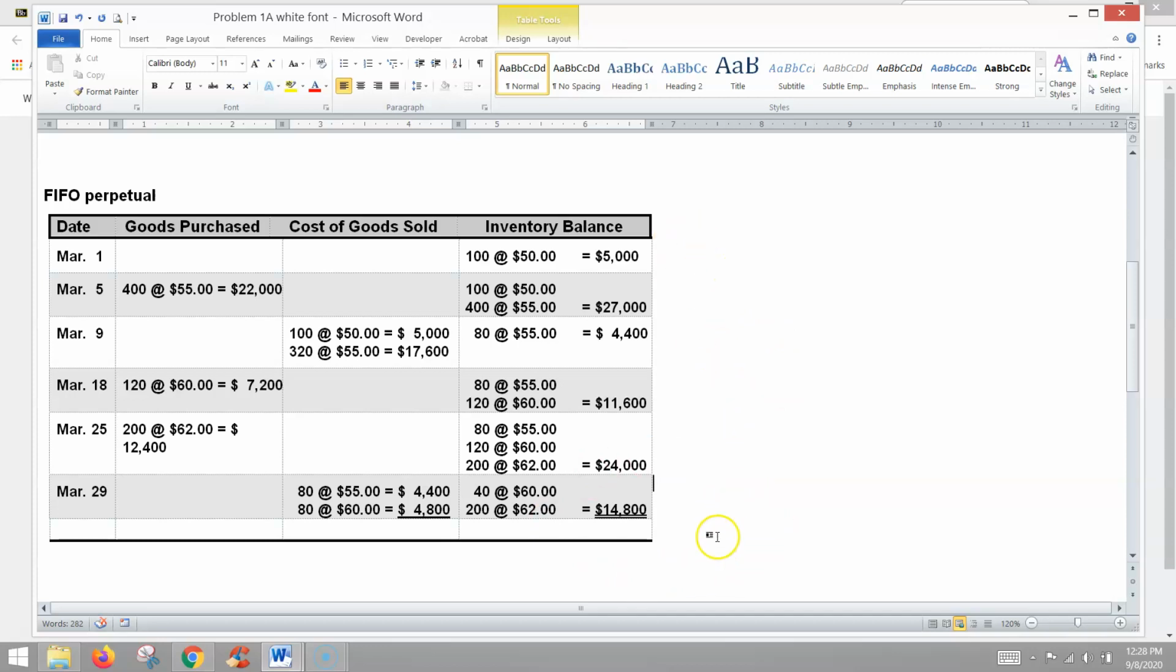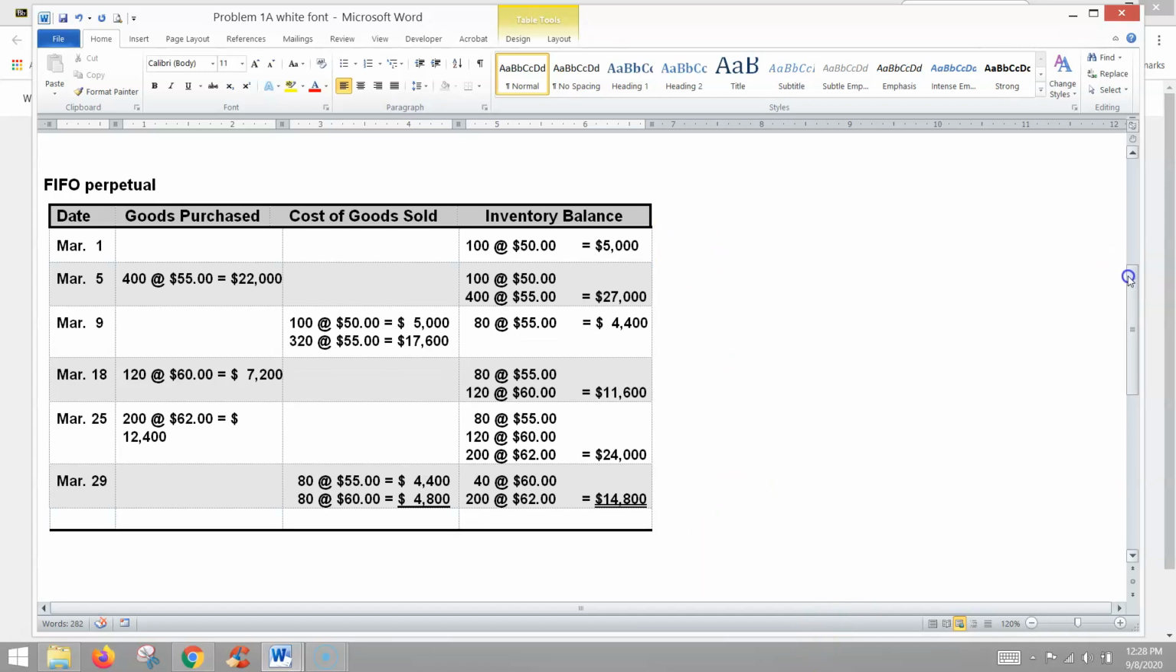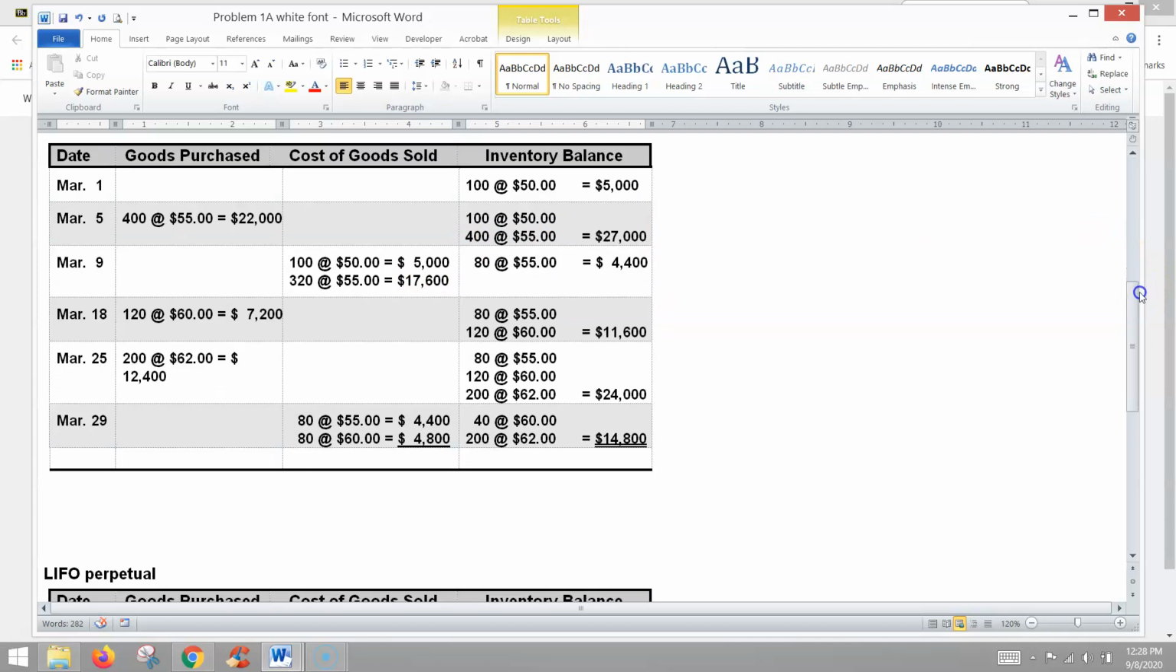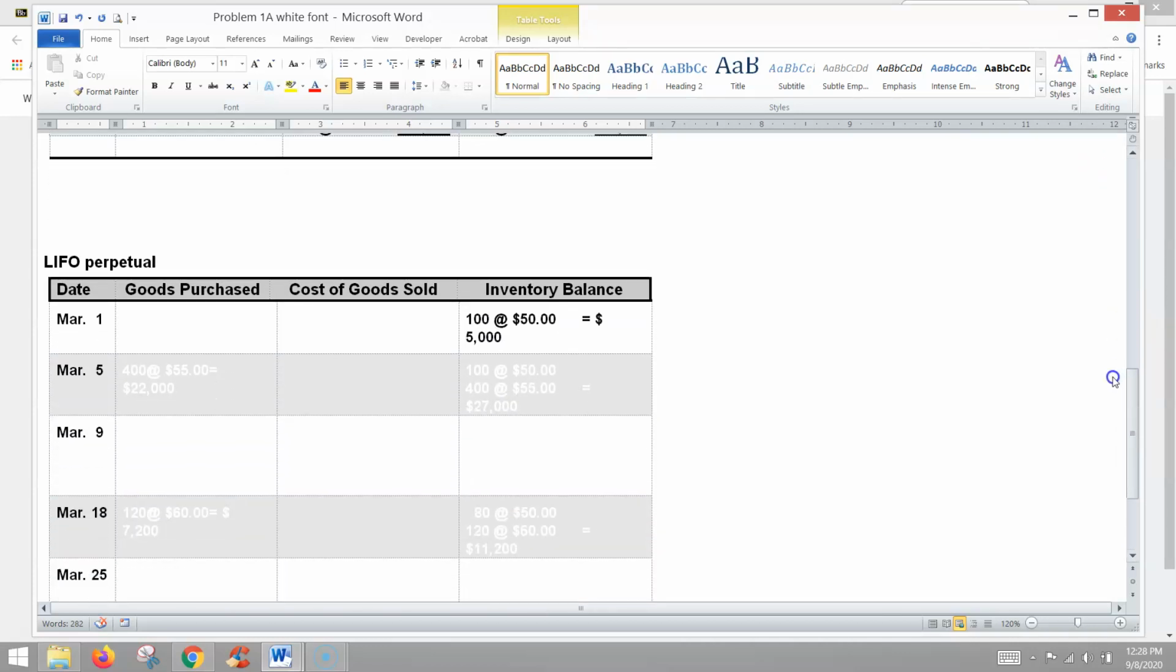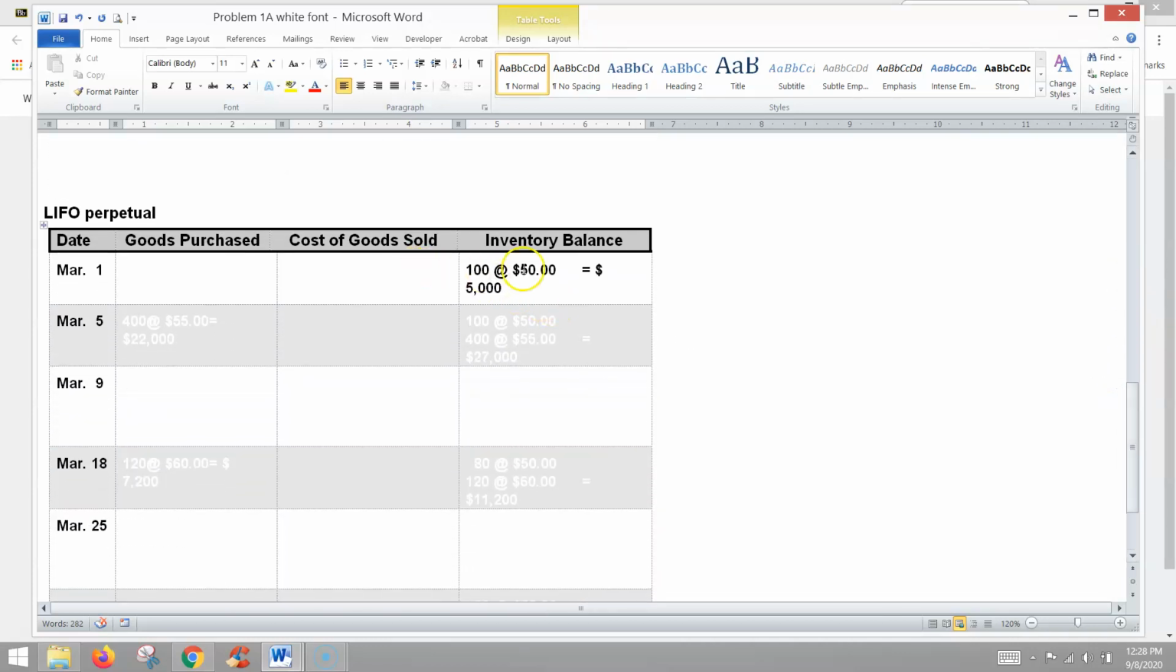Now we're going to go through the same steps for LIFO. That's going to be last in, first out. We're going to see a difference when we sell product. We will be selling it from the bottom layer, or the last one in. On LIFO, we have the same beginning inventory, 100 units at $50. We made a purchase, 400 units at $55. So we have two costing layers.